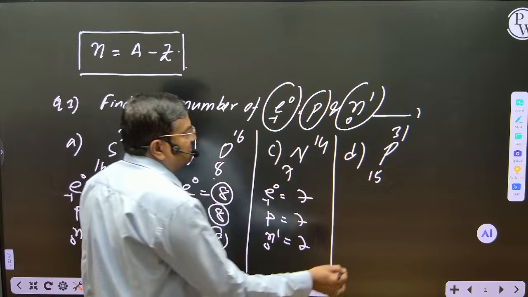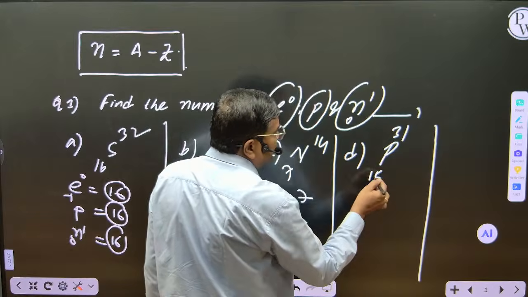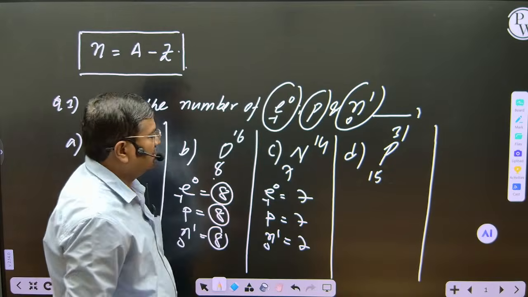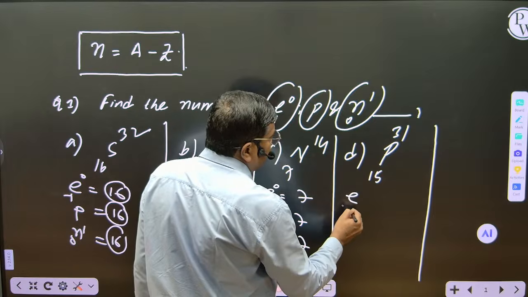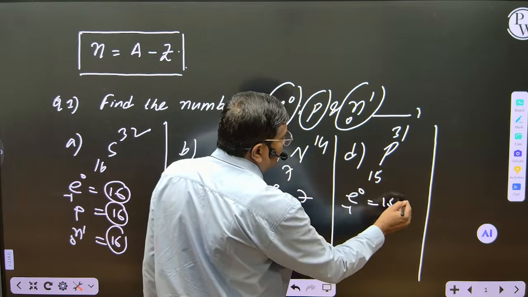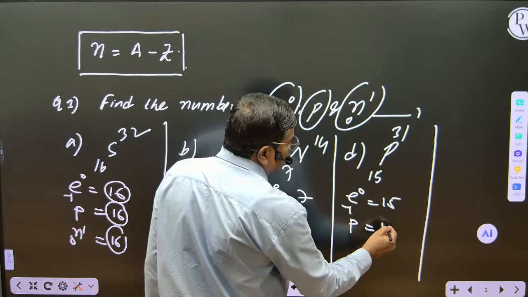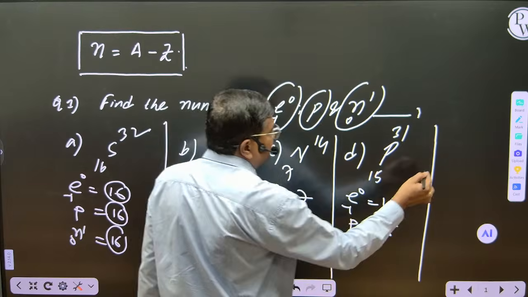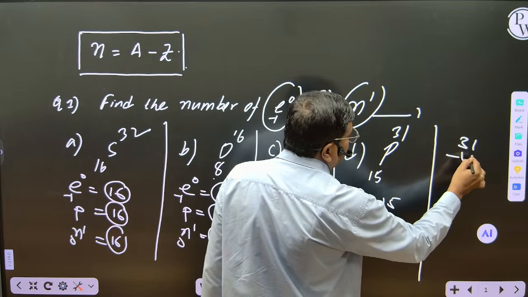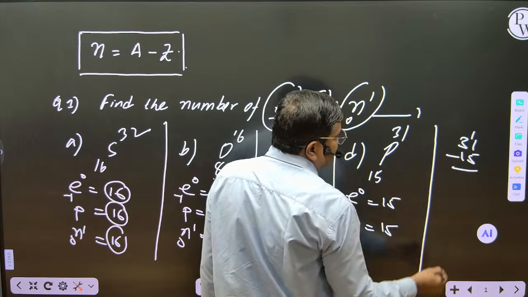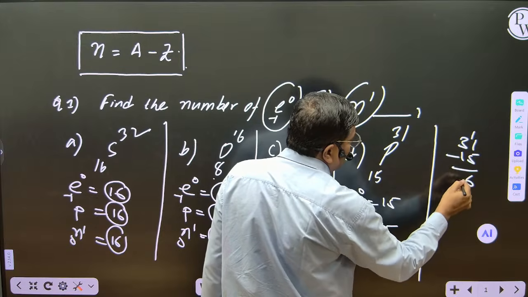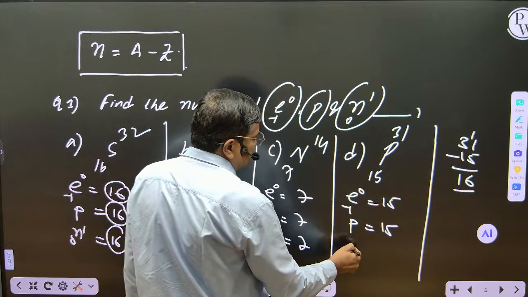Now find in case of phosphorus having atomic number 15, mass number 31. So electrons come 15 here. Protons also 15. Mass number is 31, so subtract 31 minus 15. That is 16. So there will be 16 neutrons.